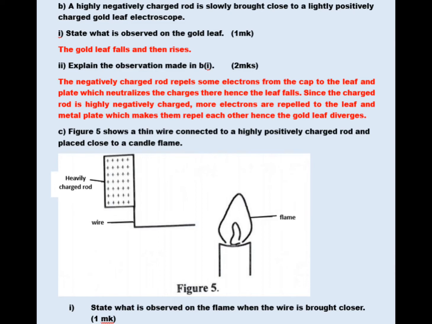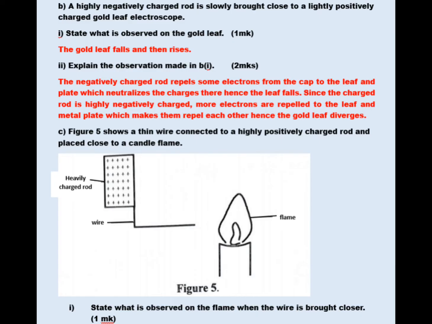A highly negatively charged rod is slowly brought close to a lightly charged gold leaf electroscope. The keyword is highly charged rod and lightly positive gold leaf. State what is observed on the gold leaf. So the gold leaf falls and then rises.